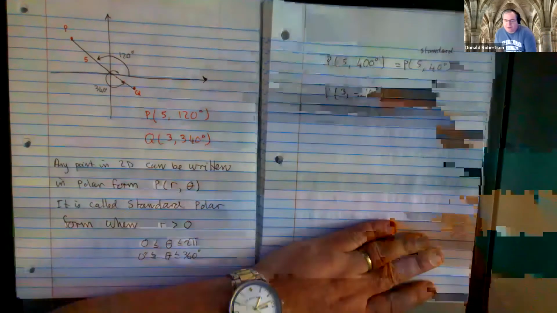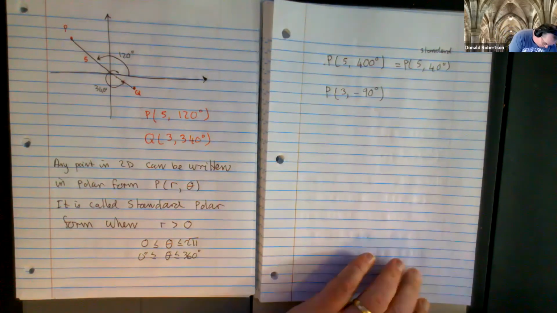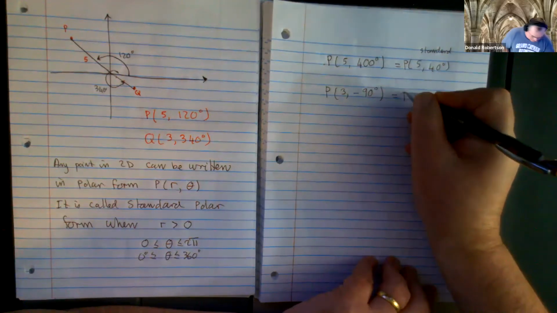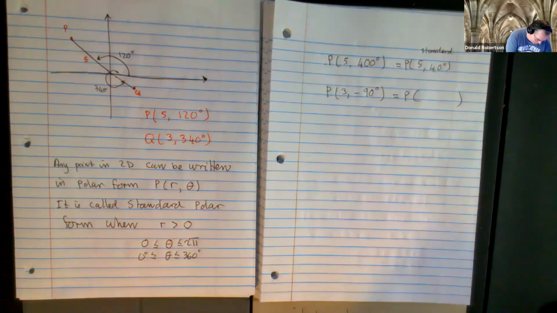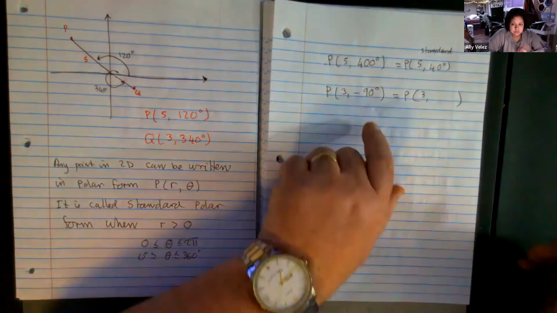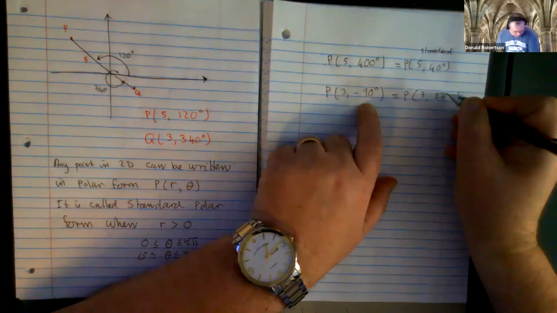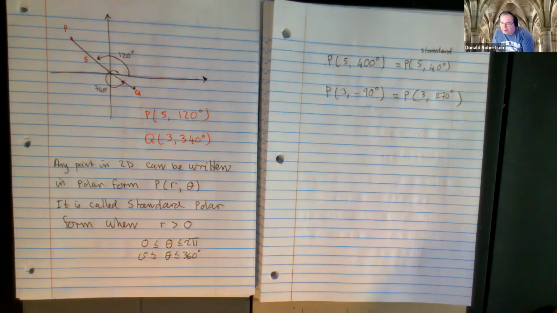That counts as polar. But what would its coordinates be in standard form? 270. How did you get that? I added 360. Right, so don't you just keep adding 360 till you get bored?